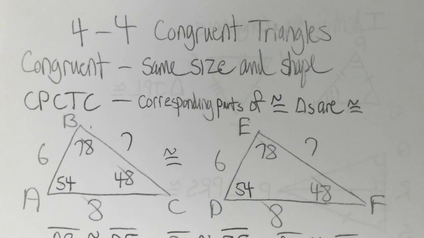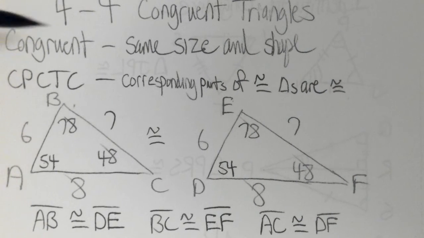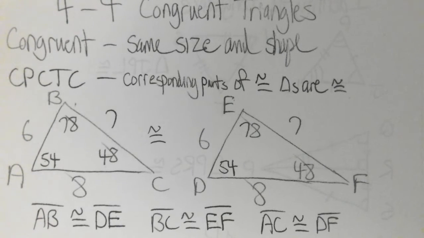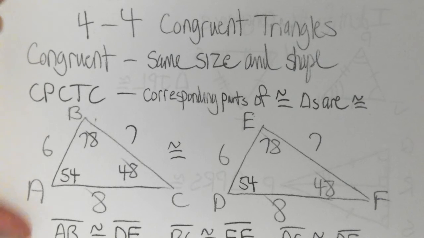Alright, 4-4, we're looking at congruent triangles. Let's start by reviewing the definition of congruent. Remember, congruent means same size and shape. So congruent triangles are triangles that have the same size and the same shape.